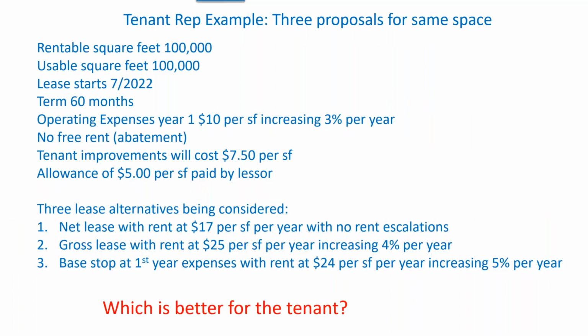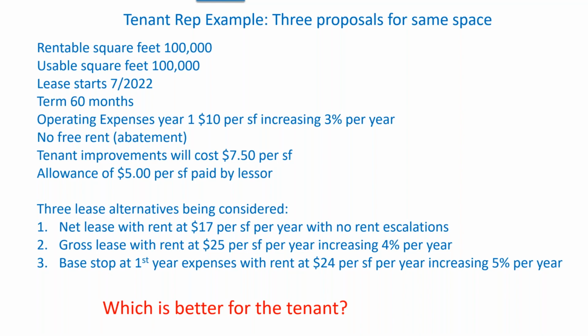Okay, let's go to a tenant rep. I've got two tenant rep examples. The first one, the way I thought of this is it's the same space, but there's different ways we could structure the lease. At the bottom there, you see three lease alternatives. It could be a net lease at $17 per square foot with no rent escalations, or it could be $25 as a gross lease.